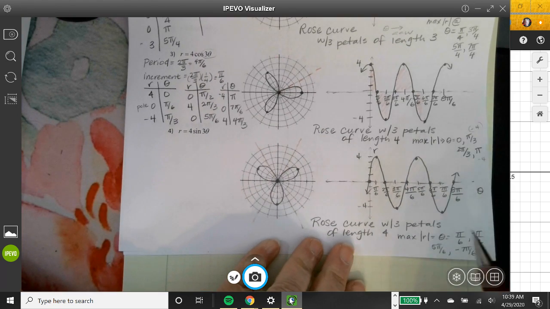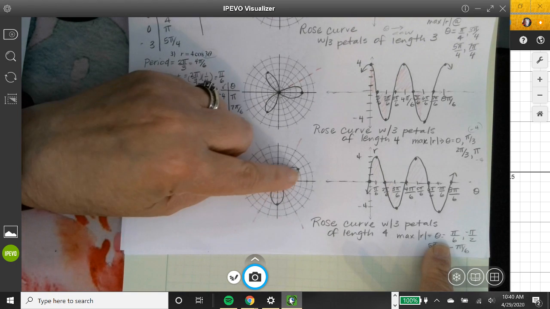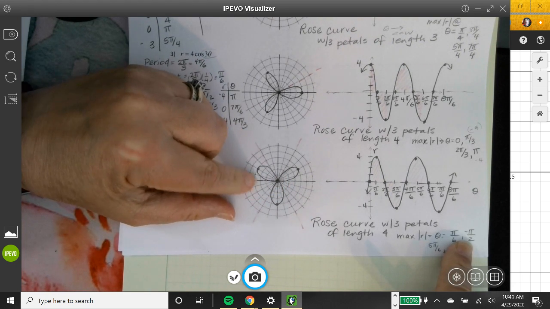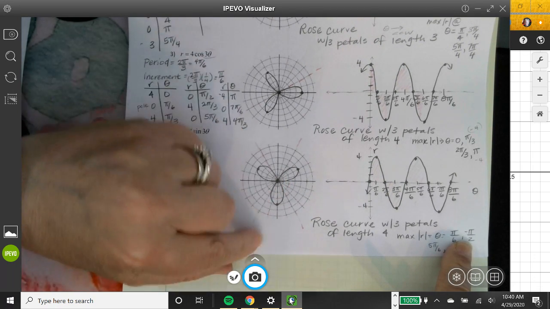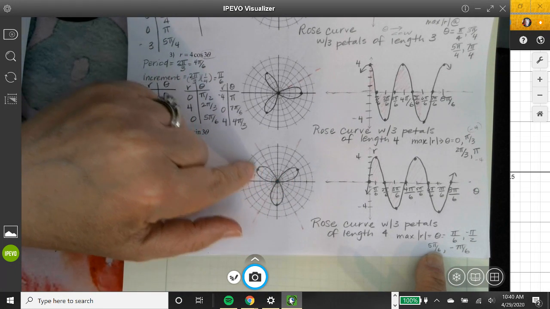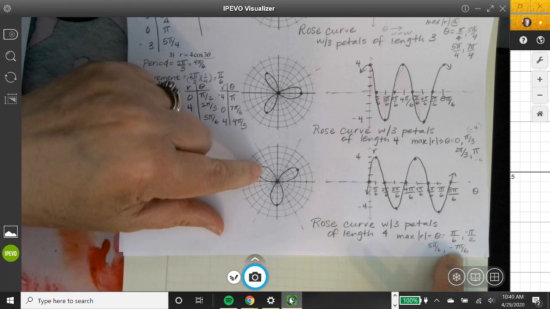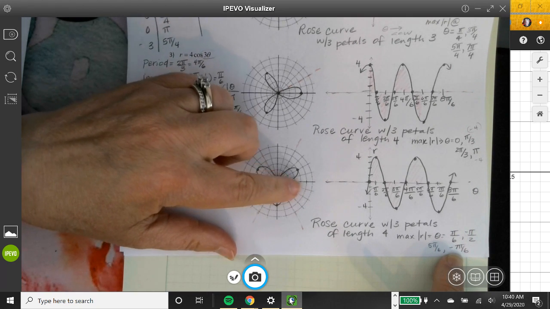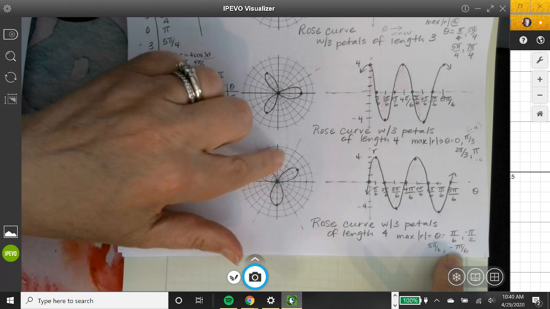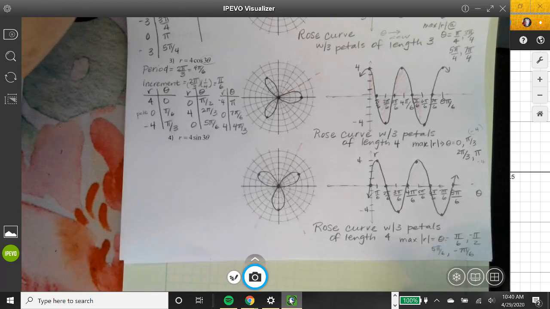Okay, so let's see if our graph correlates with that. At pi over 6, there we go. I have a max r. That's the petal length. At negative pi over 2, there we go. We have a max r. 5 pi over 6, I rotate this way. There's 5 pi over 6. I have a max r. Very nice. And then 7 pi over 6, negative. So if I would start at negative pi, so I'm going to go negative 7 pi over 6. I'm back where I started again, you see? Pretty cool. All right, so that works.